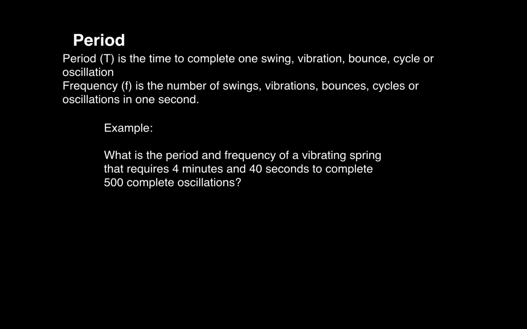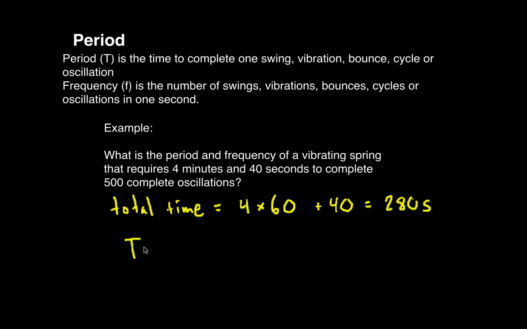Here's an example. What is the period and frequency of a vibrating spring that requires 4 minutes and 40 seconds to complete 500 complete oscillations? The total time given is 4 minutes and 40 seconds. This is 4 minutes times 60 seconds in a minute plus 40 seconds, which gives us a total time of 280 seconds.